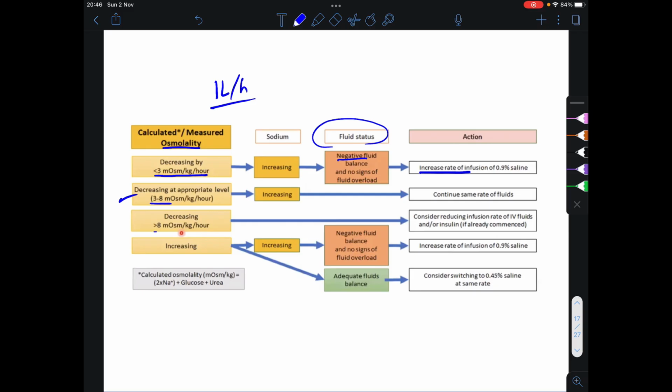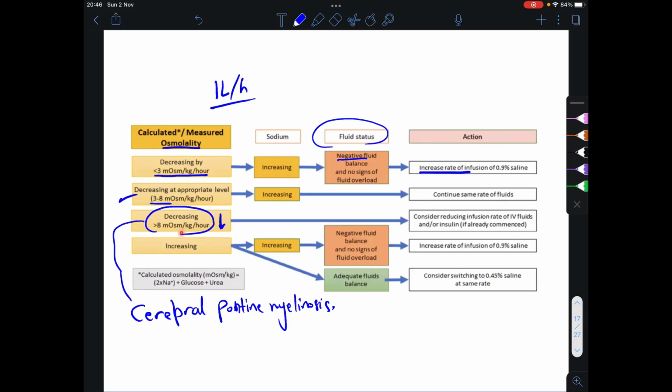Now, if it's decreasing at an appropriate rate, you continue at the same rate. If the decrease in osmolality is more than 8 milliosmoles per kg per hour, then you might want to decrease the rate of fluid infusion. This is because too fast a decrease in osmolality can cause a complication called cerebral pontine myelinosis, and you don't want to go there.